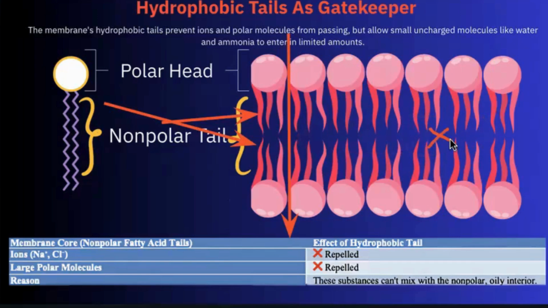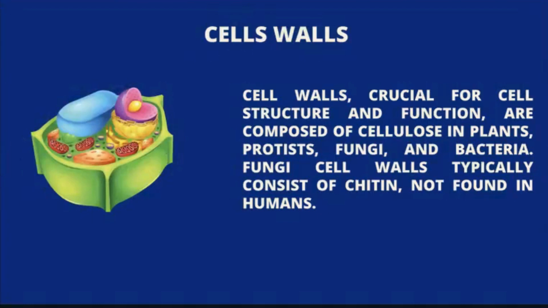I don't want to remain in this spot right here, so I have to keep going to the other side. And this is what allows that hydrophobic tail to be very important. It allows those small uncharged molecules to really pass through with ease. Now, if we talk about the other barriers that exist, we have something known as the cell wall.